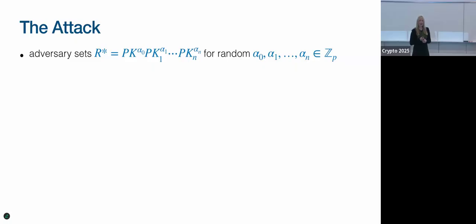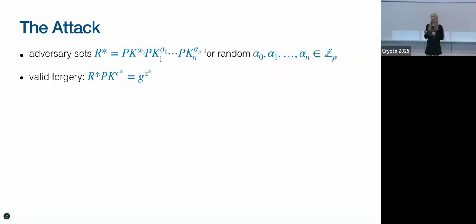The adversary needs to produce a forged signature, and that forged signature will consist of a nonce R star and a value z star. So what the adversary does is it basically just forms a random linear combination of the public key shares. It samples some random vector alpha and then computes R star as a linear combination of the overall public key PK as well as the other public key shares PK1 through PKn.